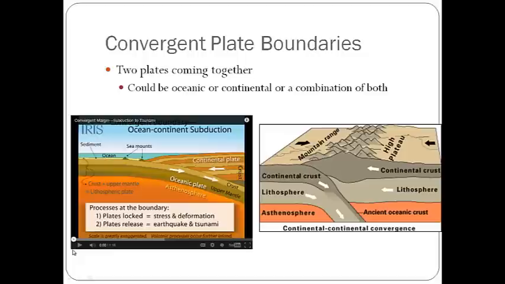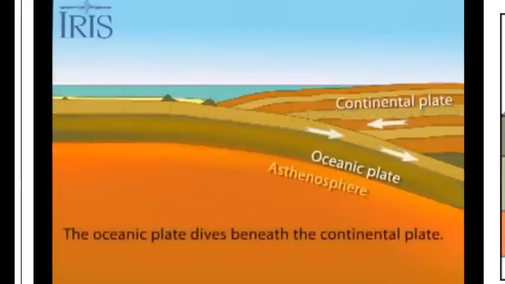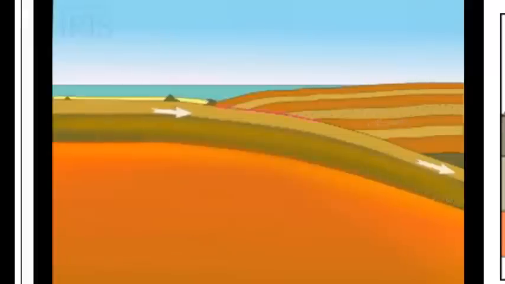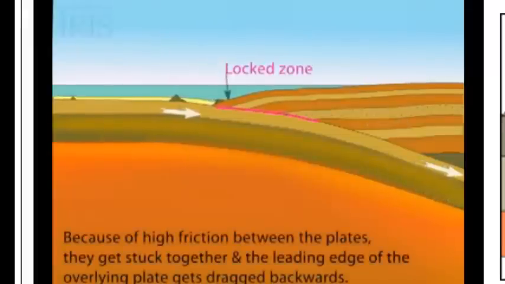The second type is a convergent plate boundary, and this is when two plates come together. Now typically it's going to be between an oceanic and a continental plate, but it doesn't have to be. It could be between two oceanic or two continental or a combination of both. In a subduction zone, the thinner yet denser oceanic plate dives beneath the continental plate. The continental plate is locked to the subducting plate by immense friction along the shallow portion of a vast sloping fault surface.